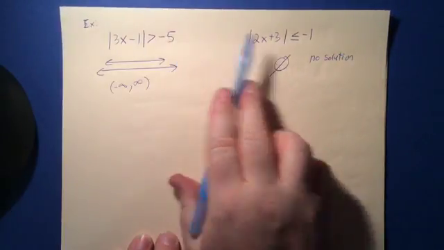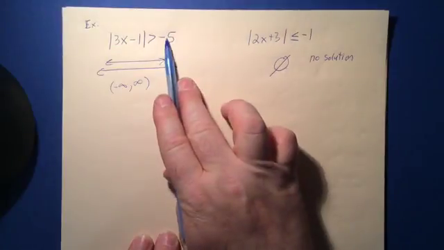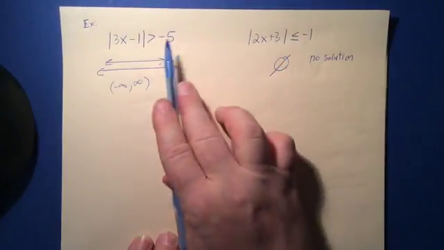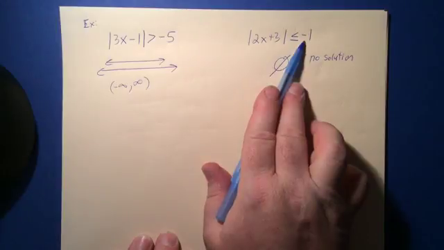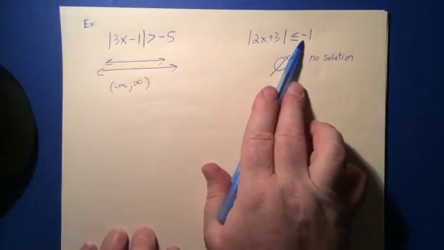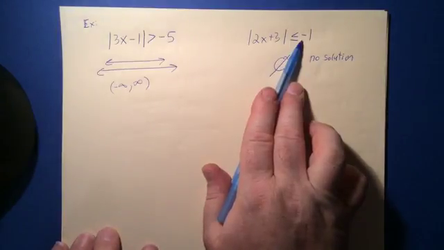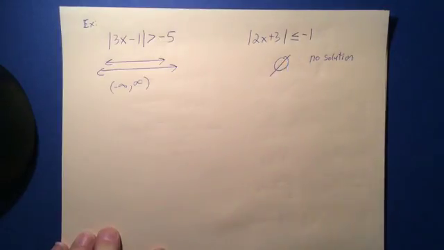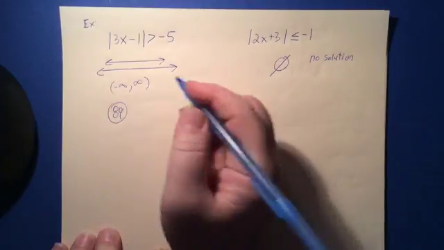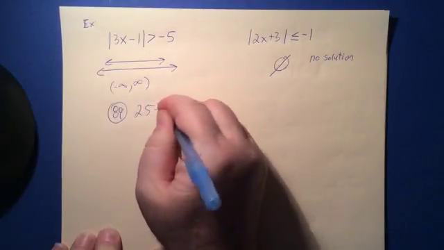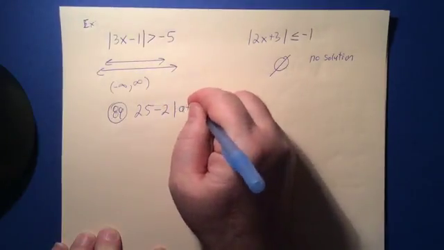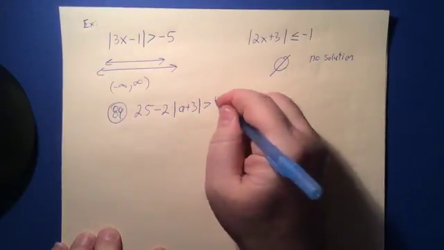So when you see a negative on this side of an absolute value inequality, you have to be aware that the possibility exists that there may be no solution. Now, that doesn't always mean that there is no solution, but you also always have to be ready for that possibility. Let's take a look at an example of one where you may think that there may be no solution, but it turns out not to be the case. Let's take a look at problem number 89. 25 minus 2 times the absolute value of a plus 3 is greater than 19.